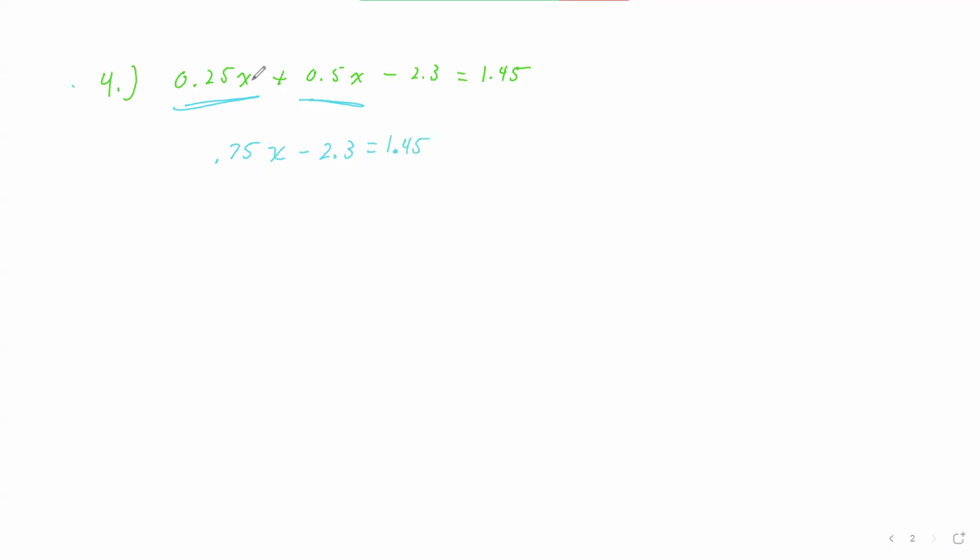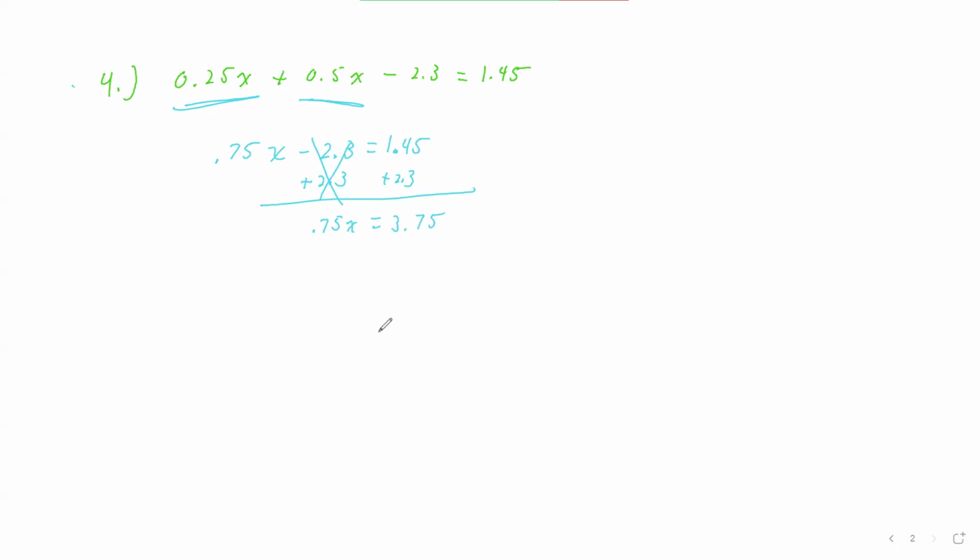So what would I do now? Perfect. Gotta get rid of that addition and subtraction. So I notice it has a minus 2.3, so I'm going to add 2.3. And again, you can type it, or you can do it by hand or type it in the calculator. Doesn't matter to me. So I'm going to do 1.45 plus 2.3 and get to 3.75.